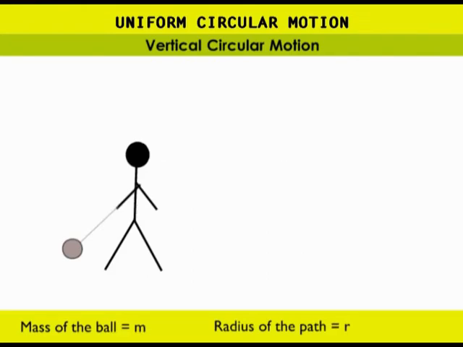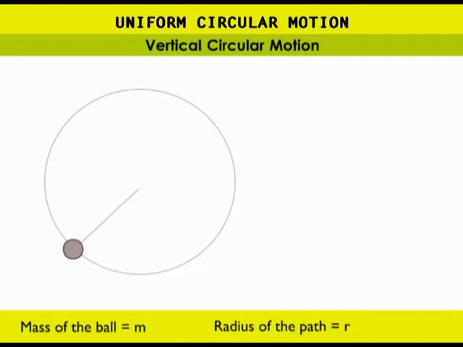Next, we look at vertical circular motion. Now, consider a ball of mass m tied to a string and swung with uniform speed in a vertical circle of radius r. The forces acting on the ball at any instant are its weight mg, which acts vertically downwards, and the tension T, which is always directed towards the center of the circle.